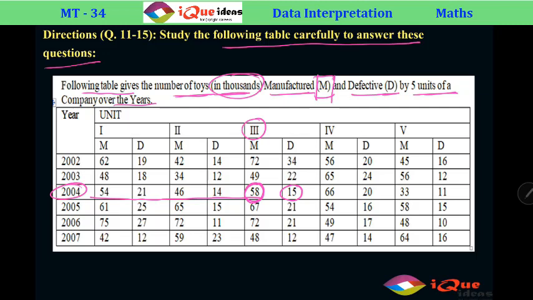This is how we have to see. Say, for example, if I ask what is the total number of manufactured toys in 2002. So what will you do? You will add all the manufactured value in 2002, like 62, 42, 72, 56, and 45. If I ask what is the total number of defective items in 2007, so what will you do? Just add all the defective items and take 1000 times of that. All right. So this is the basic understanding of the data. Now let's take up some questions on this.